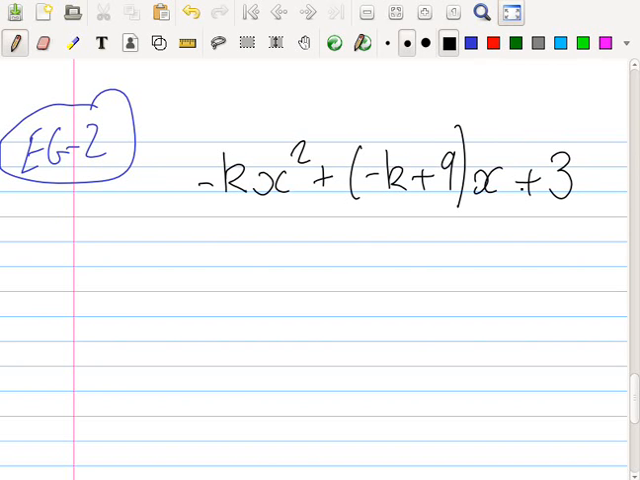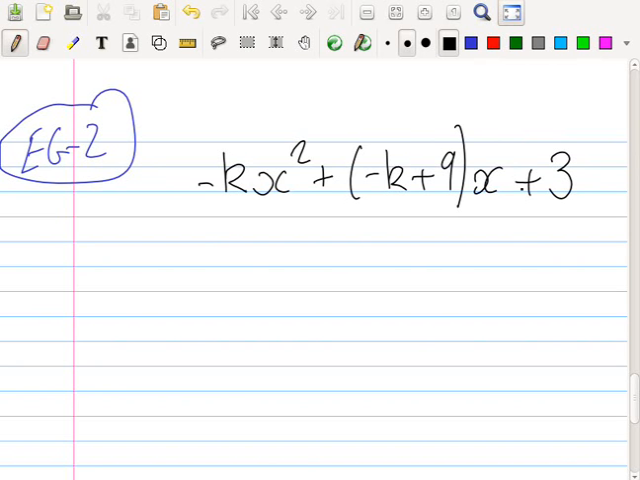You might be thinking, how could we possibly know how many roots this has? We don't even know what the numbers are, because a is equal to k minus k, b is equal to minus k plus 9, and c is equal to 3. In fact, we can know how many roots this has, which we'll see in a minute. This is the good thing about this formula: it can tell us how many roots there are even when we actually don't know what the answer is.